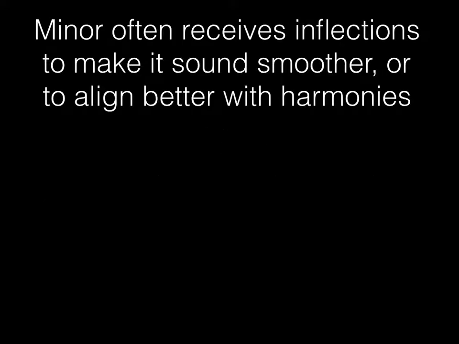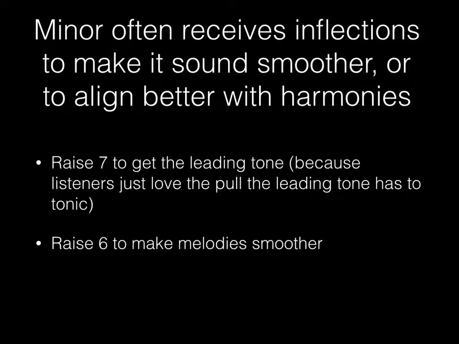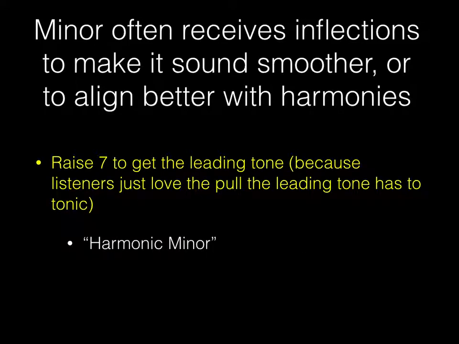But minor often receives inflections to make it sound smoother or to align better with harmonies. So we'll sometimes raise scale degree 7 to get the leading tone because listeners just love the pull that the leading tone has to the tonic, or we raise 6 to make melodies smoother. Now the first one of these, raising scale degree 7, makes harmonic minor.